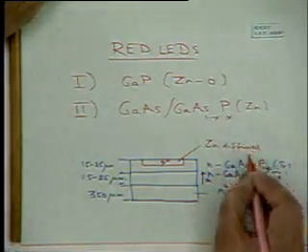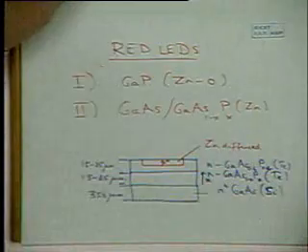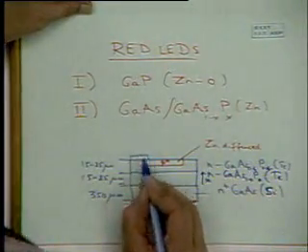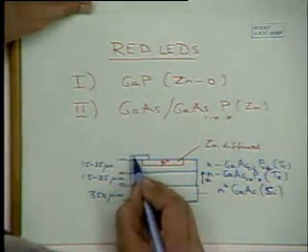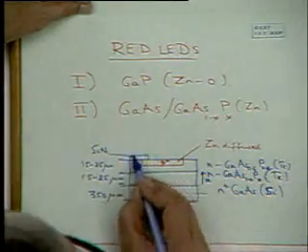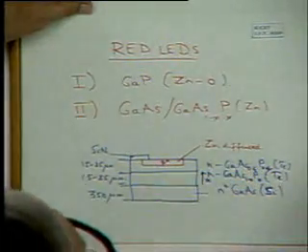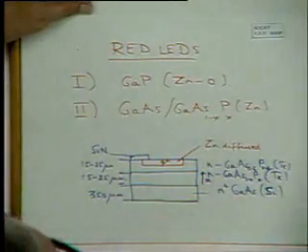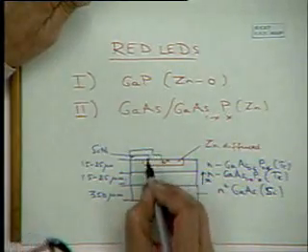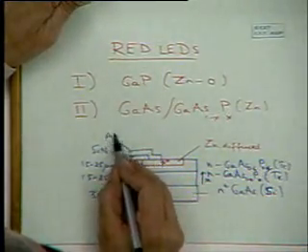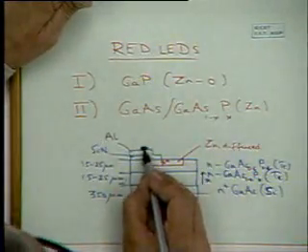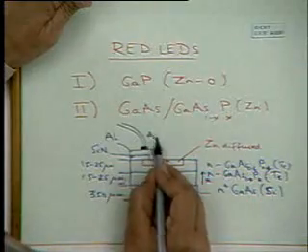Zinc diffuses very fast, so it's done at relatively low temperature, very short time, and the construction is completed by, obviously you have a silicon nitride mask here, an insulator on which the ohmic contact is placed, a metal contact. This is the P-type, so the ohmic contact would be aluminium, and here you have a gold wire.